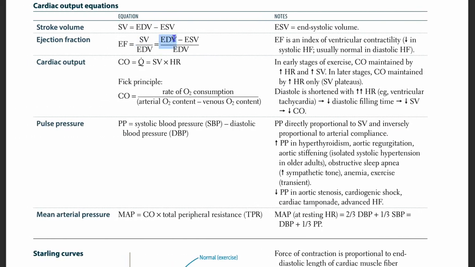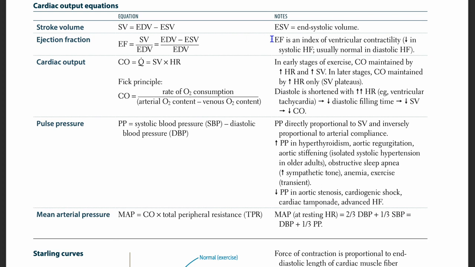Which is equal to end diastolic volume minus end systolic volume divided by, again, end diastolic volume. So ejection fraction is an index of ventricular contractility, decreased in systolic heart failure, usually normal in diastolic heart failure. This is important because this is how you're going to differentiate between compensated and decompensated heart failure. That's the only time this is going to be important anyways.